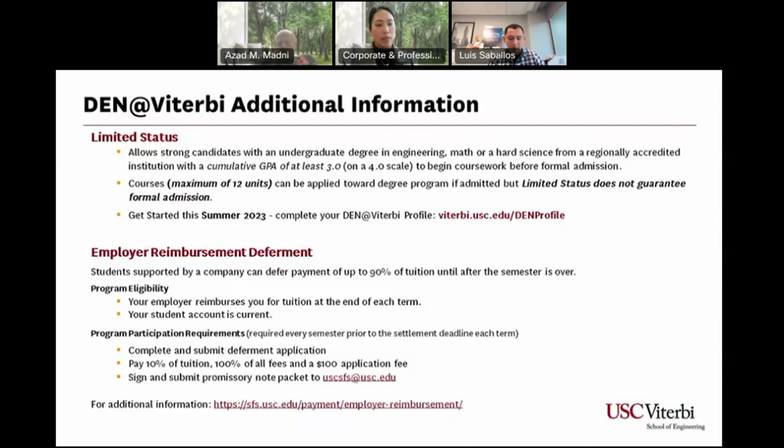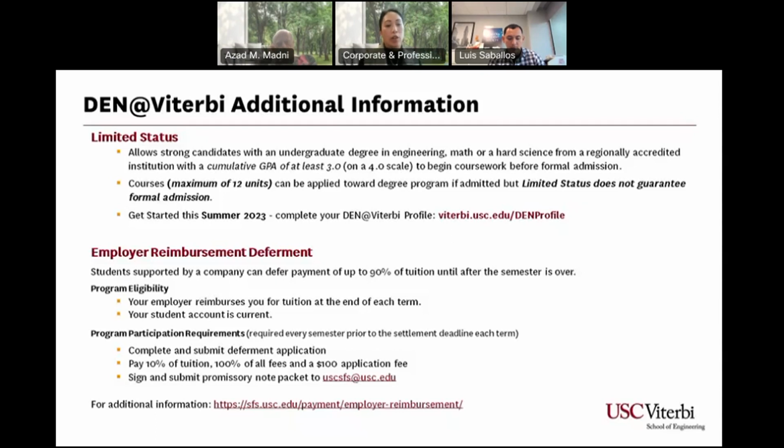And some additional Dana Viterbi information: we do have an enrollment option called limited status. Limited status is where we allow strong candidates to have a jump start in taking a course or two before they apply for formal admission into either a graduate certificate or master's program. You do need to have a 3.0 GPA on a 4.0 scale to be considered eligible, and you can only take a maximum of 12 units before you would then apply for formal admission. You can get started as soon as summer 2023 if you want to, although we are still accepting admissions for Dana Viterbi students for fall 2023.